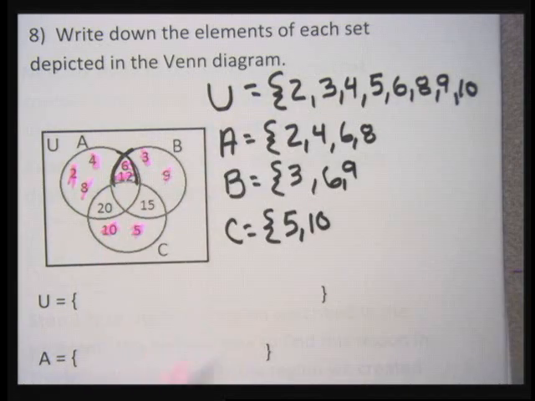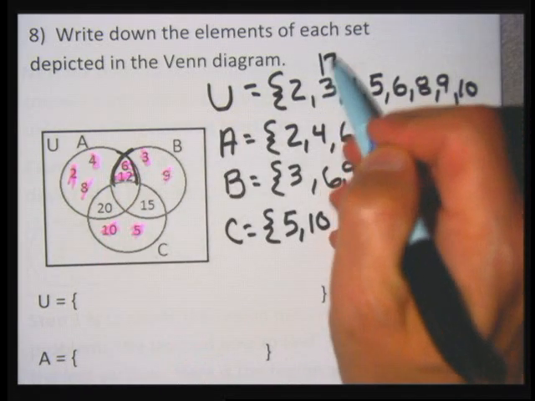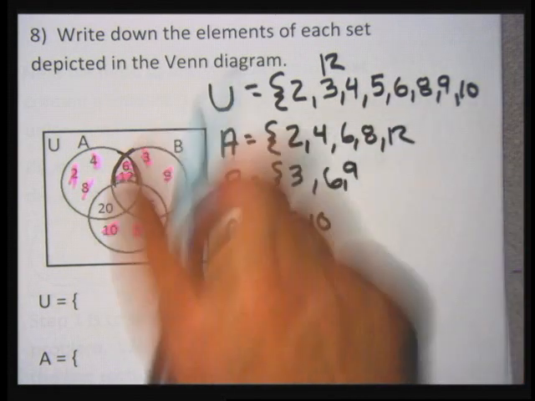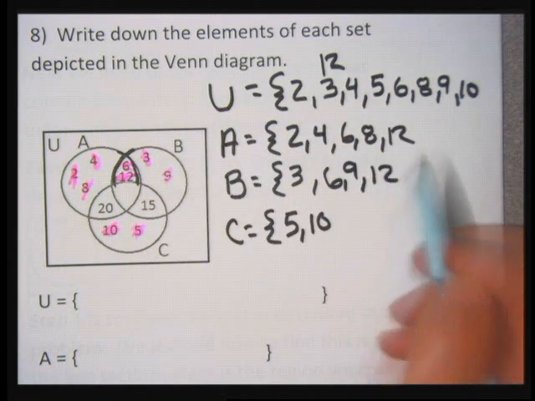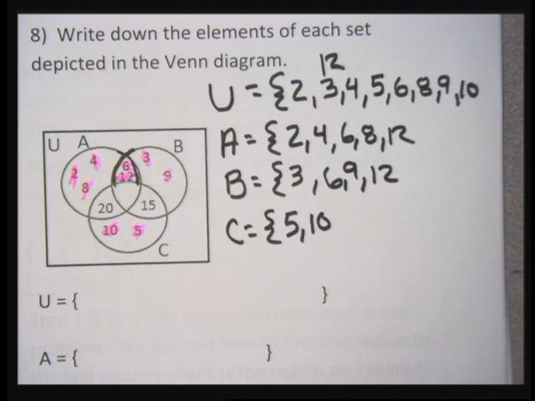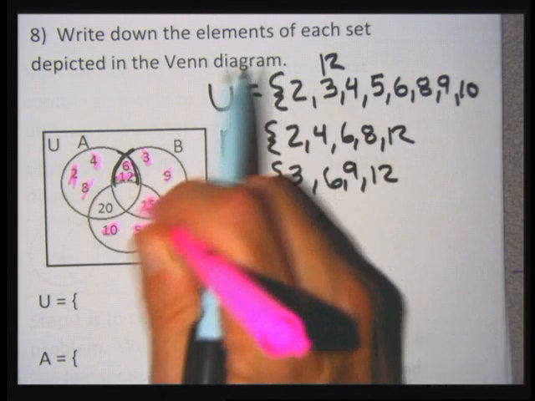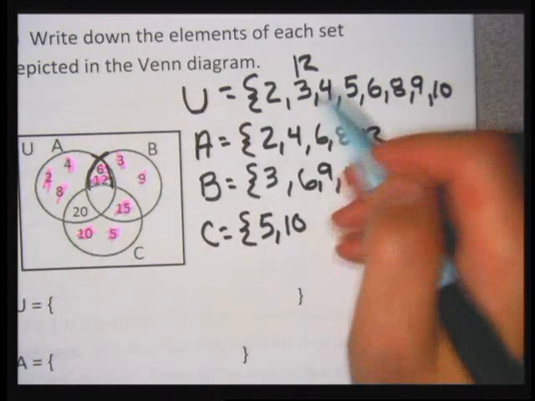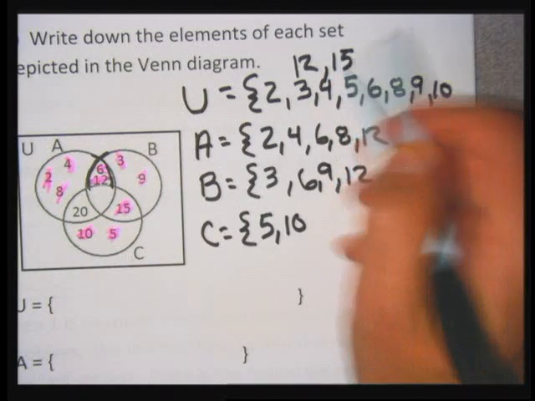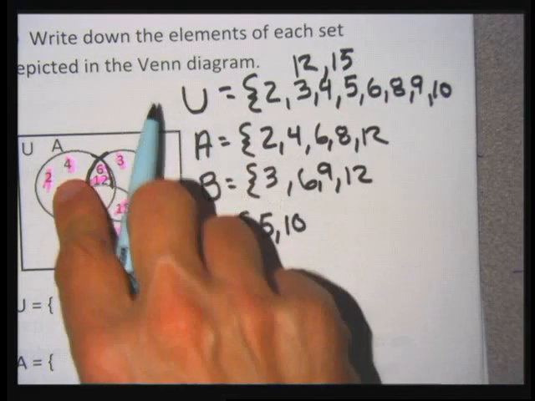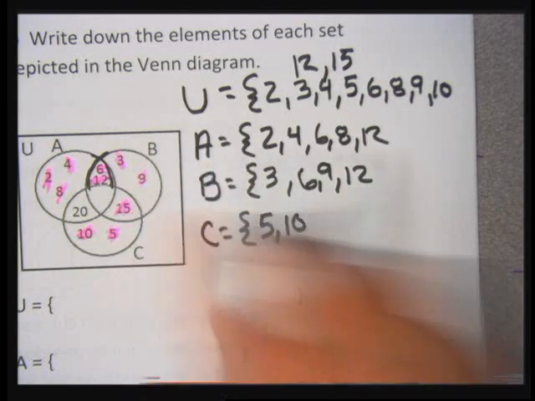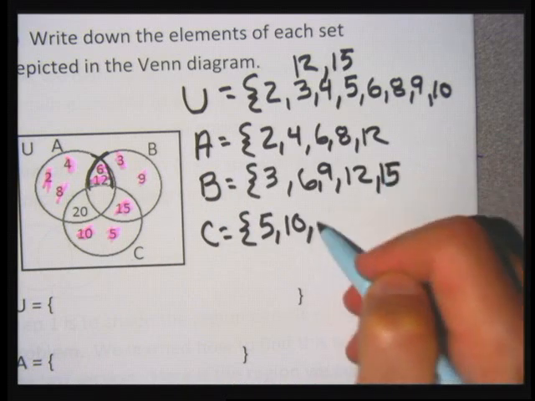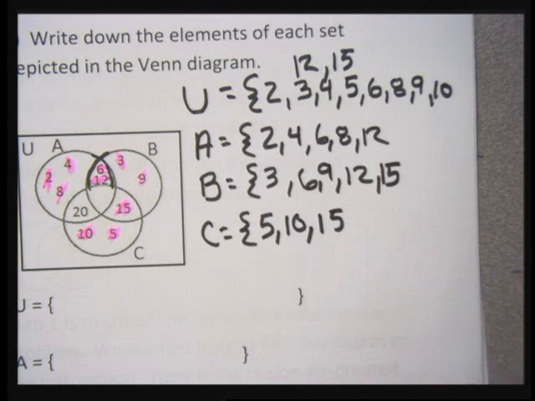12 is just like the 6. 12 is part of the universe. 12 is in the A set, and 12 is in the B set, but 12 is not in the C set. 15 is part of the universe. It's in the B set and the C set, but it's outside the A set. So the 15 I'm going to put in the B set, and I'm going to put in the C set, but it's going to be outside the A set.